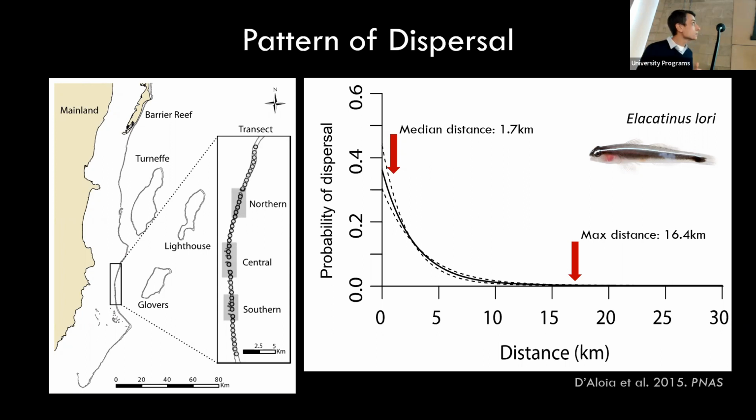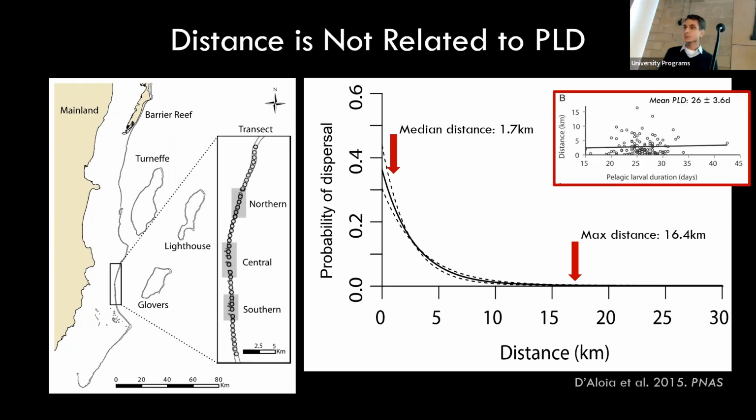Most of the larvae only dispersed about 1.7 kilometers. The maximum dispersal distance that we found was 16.4 kilometers, despite the fact that we had sampled extensively out to about 30 kilometers away from the parents. So we're pretty confident that this represents the dispersal curve for the species.